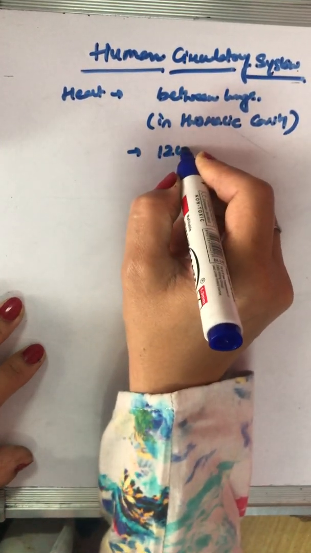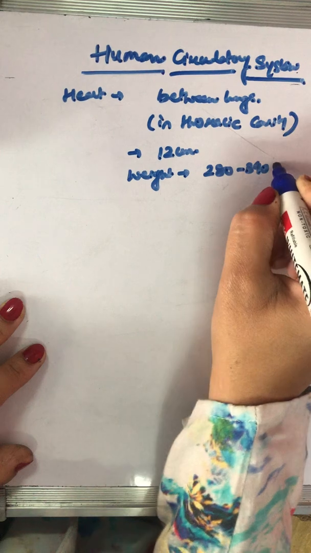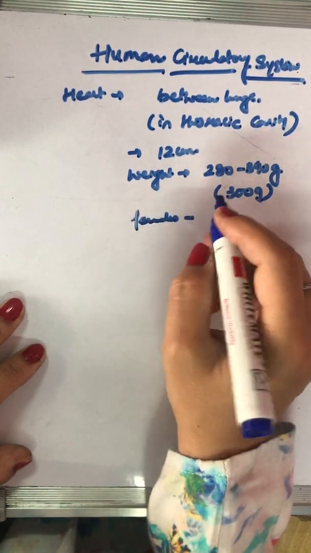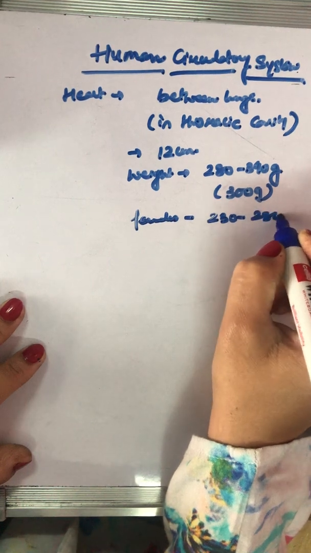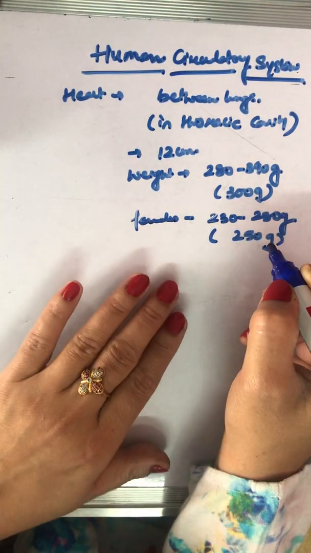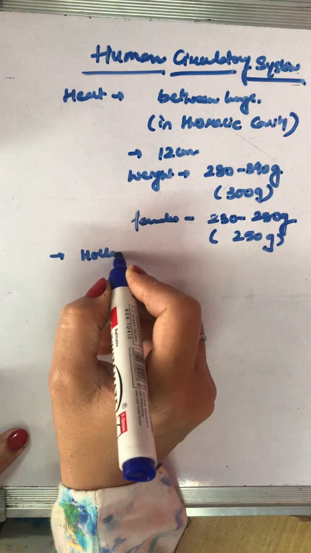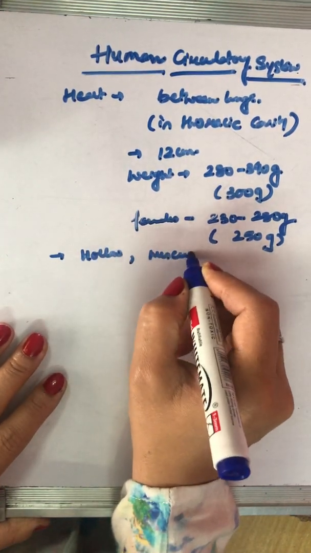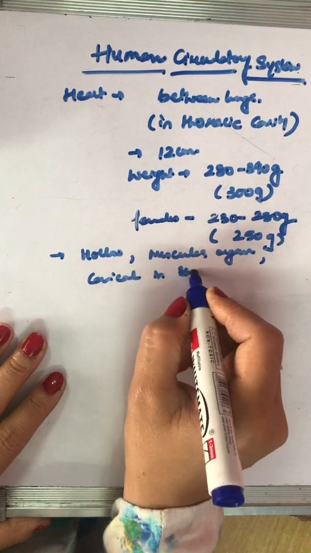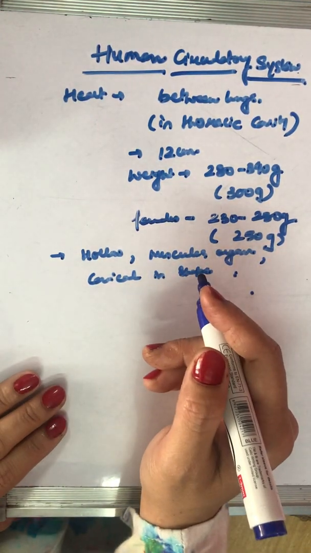Average heart is about 12 centimeter in size. Weight varies. Males from 280 to 340 gram, generally we take average 300 gram, and females about 230 to 280, and average we take around 250, sometimes we say 200 grams also. Weight of the heart is basically variable. Now, heart, what is it? It's a hollow muscular organ, conical in shape, upper broad and lower narrow, right? Apex is slightly tilted towards the left.